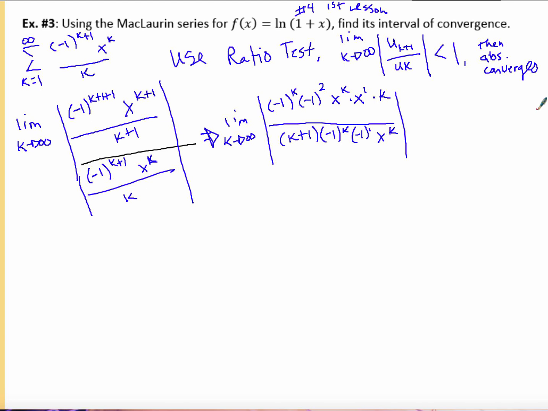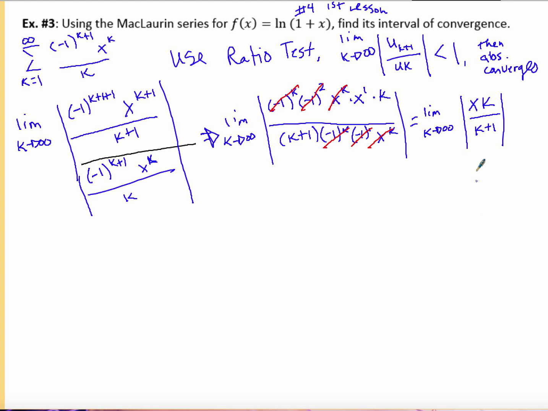Fantastic. Well, time to reduce a bit. Negative 1 to the k power cancels out negative 1 to the k power. Negative 1 squared is positive 1, so that's just going to go away anyway. X to the k reduces with x to the k. And negative 1 to the first power is negative 1, but then we've got an absolute value here, so I'm going to apply the absolute value there, and that's just going to become a positive 1. So this is going to look a lot nicer now. I've got the limit as k approaches infinity of the absolute value of x to the first power, or just x, times k, all divided by k plus 1.